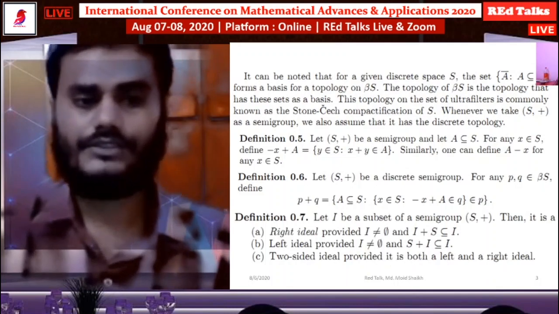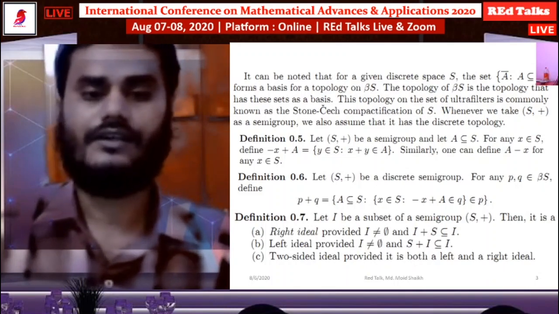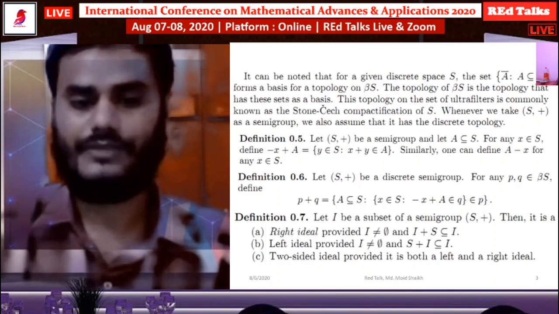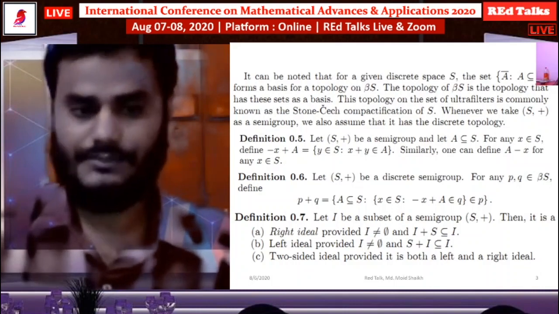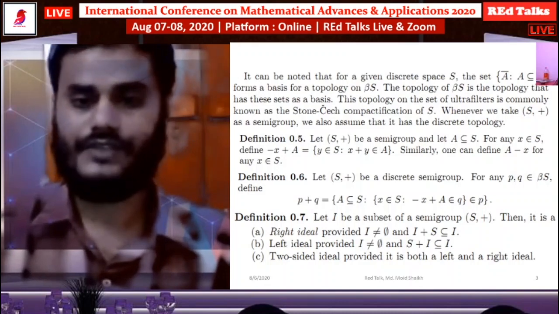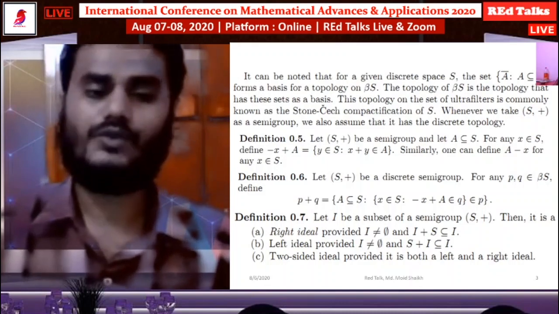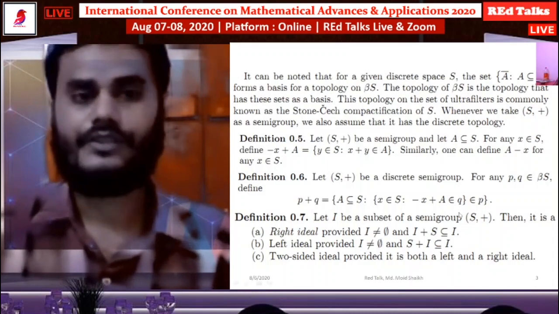Now we introduce the concept of right ideal. A right ideal is a non-empty subset I of a semigroup (S, +) such that I + S ⊆ I. Similarly, I is a left ideal if S + I ⊆ I, and a two-sided ideal if it is both a right ideal and a left ideal.